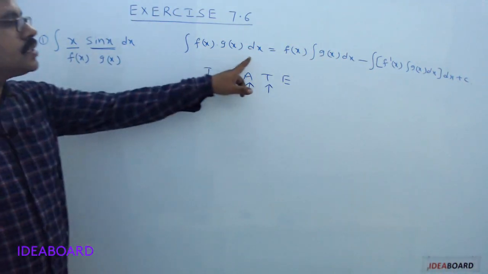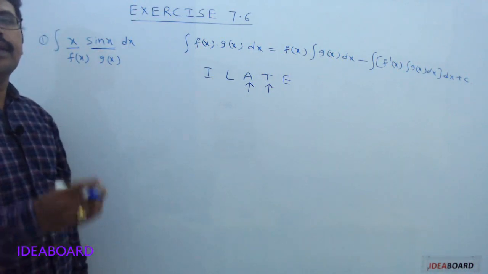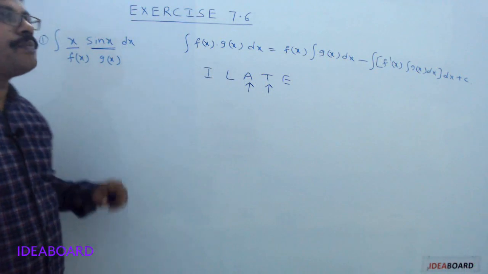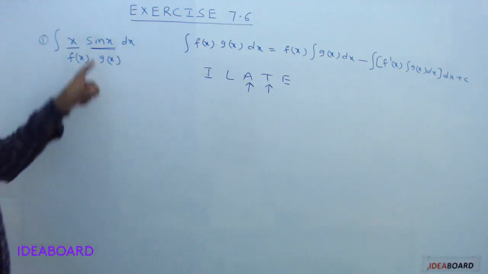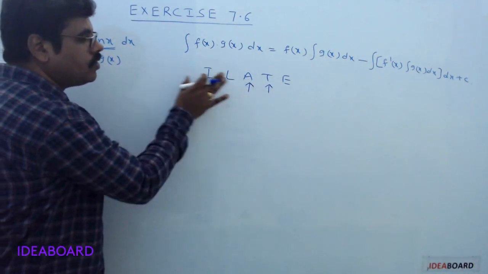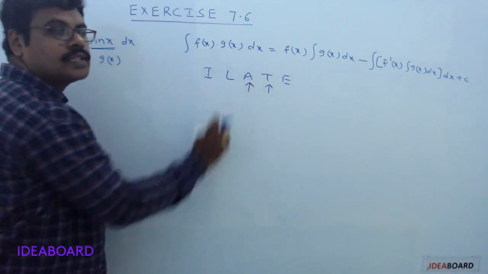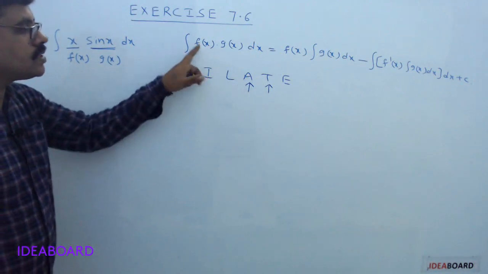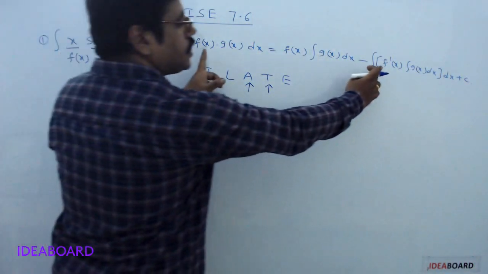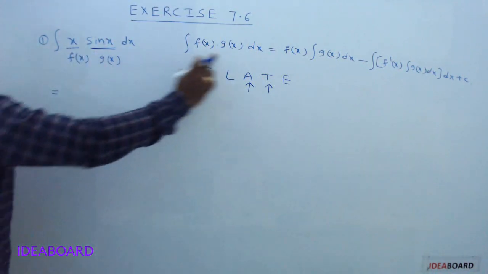So before you apply this integration by parts formula, first we choose the functions f of x and g of x. F of x and g of x will be taken according to the word ILATE. Here x denotes algebraic function, sin x denotes trigonometric function. So when you observe this from left to right, among these two functions, which function comes first? Algebraic function. So algebraic function is f of x, other function will be taken as g of x. Now apply this integration by parts formula on your given problem. Now this equals f of x.